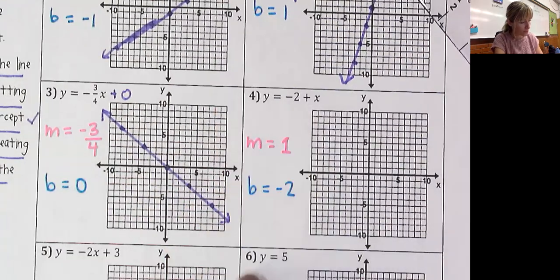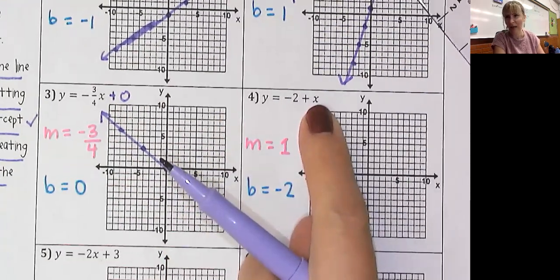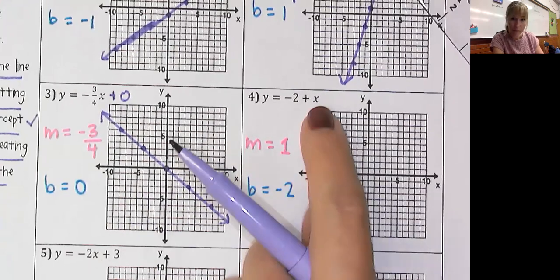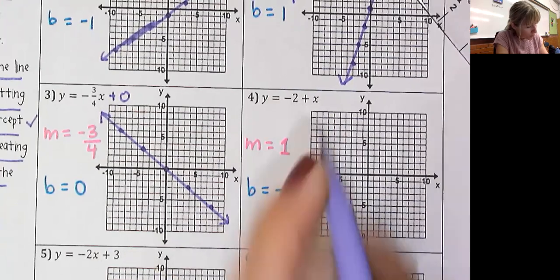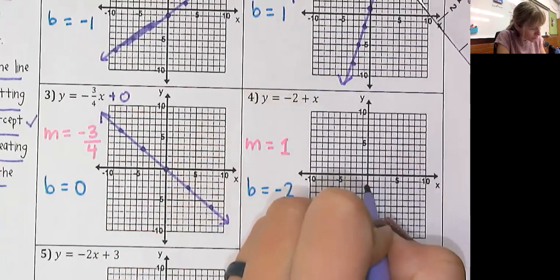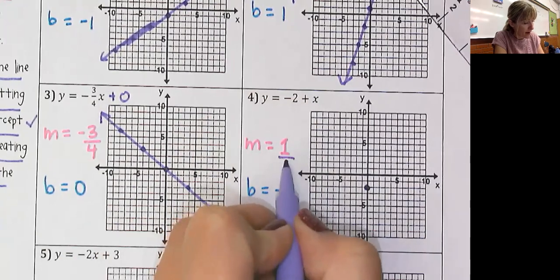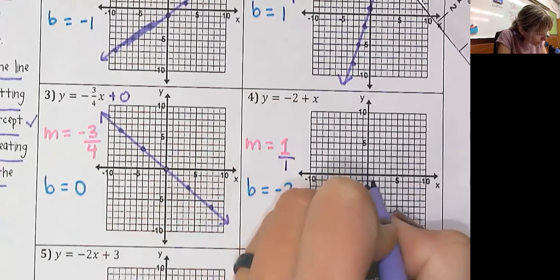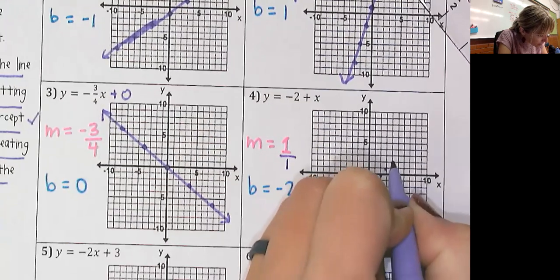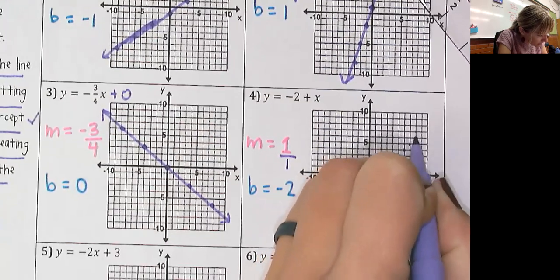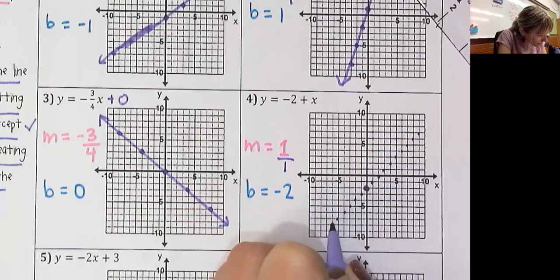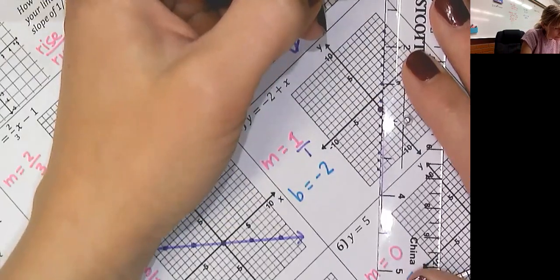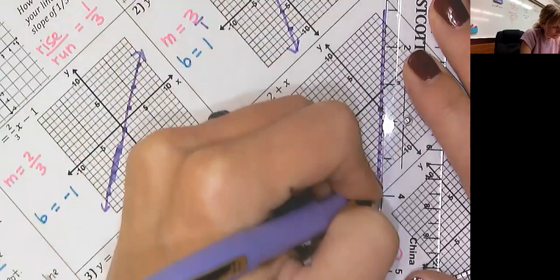Now they tried to mix me up on number 4, but I'm not mixed up that easily, right? M is 1 because it's the coefficient of x, and b is -2. It's the constant part. So I start with the y-intercept at -2. And from there, I go up 1 over 1. That means it's going to hit every single one of these tiny little corners all the way across here. And this is my line. Right there.